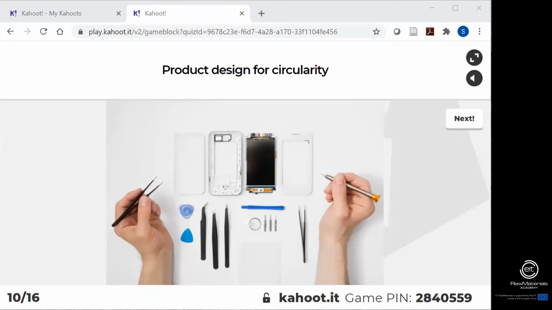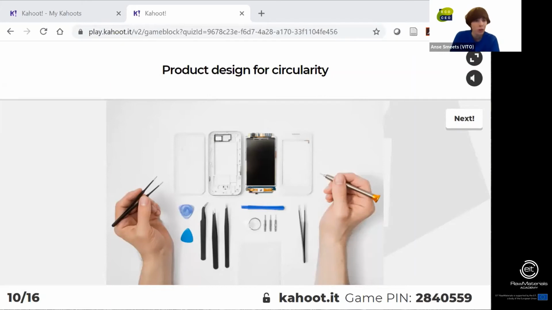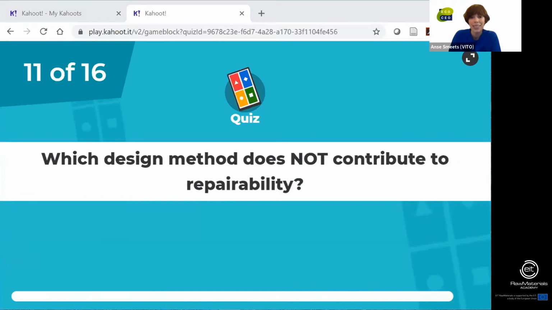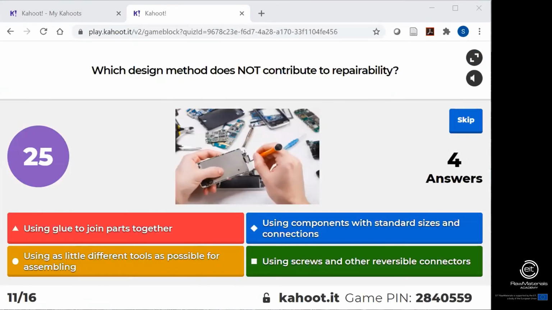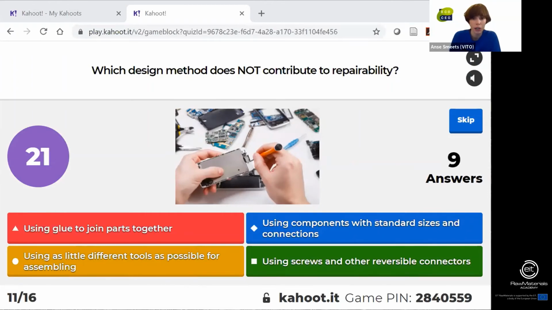Yes. Not only recycling and the choice of materials matter to make a product better for the environment, but also the way a product is designed and assembled is very important. For example, when a product consists of different parts that can be easily taken apart, it can easily be repaired as well. In that way, you don't need to replace a full product when some components break down or need to be upgraded. So the next question that is coming your way is, which design method does not contribute to repairability? Is it using glue to join parts together? Is it using components with standardized sizes and connections? Is it using as few different tools as possible for assembling? Or is it using screws and other reversible connectors?